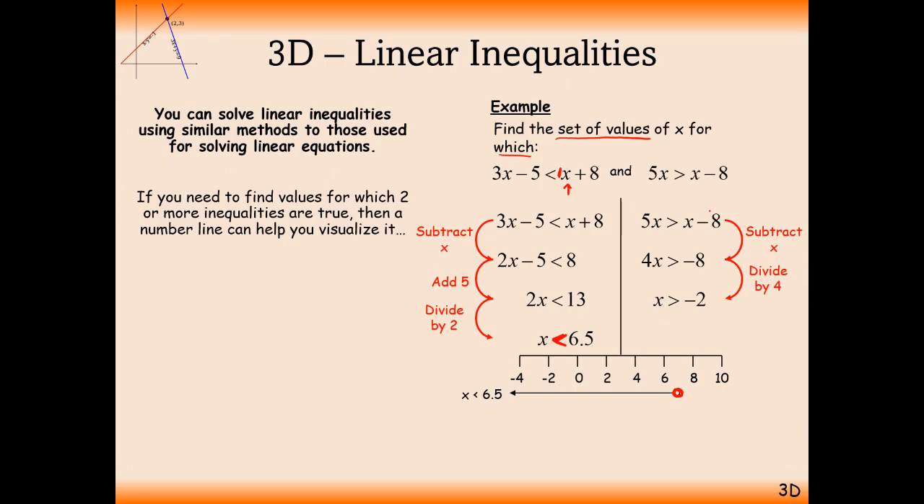Alright, so let's plot the other one. X is bigger than minus 2. All these values, alright, minus 2 is here and bigger than is on the right. So the set of values that will satisfy both goes from minus 2 to 6.5 only.